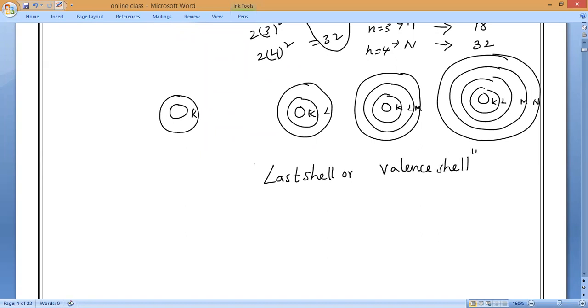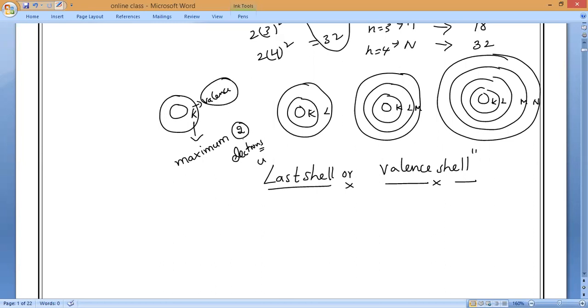So the last shell is the valence shell. There only the reaction will take place, meaning electrons will transfer, or electrons will be received, or electrons will be shared. It only happens at the valence shell. If you take any valence shell other than K, in K maximum how many electrons can we fill, guys? Maximum 2 electrons. Understanding? Even if it is a valence shell or a normal shell, we can fill only 2.